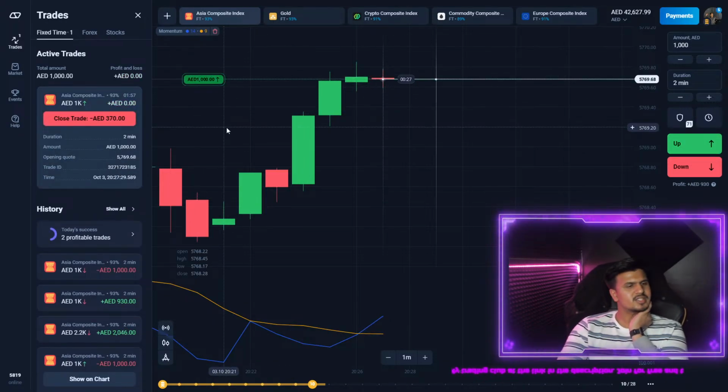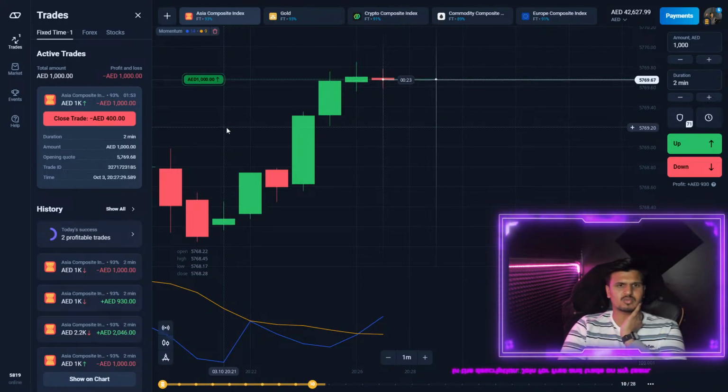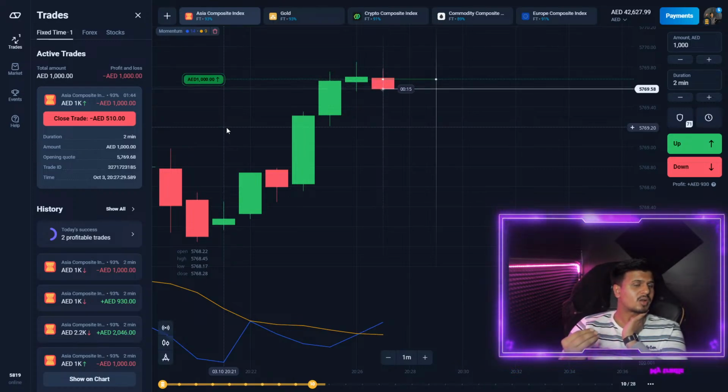See guys, the main thing is that sometimes it gives a profitable amount in just 1 minute or short trades like 15, 20, 30 seconds. But here we can see we have to wait for exactly the profitable amount for the 2 minutes.